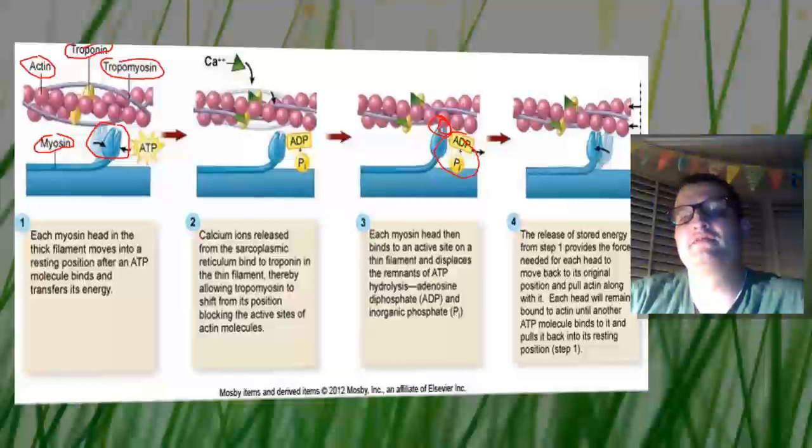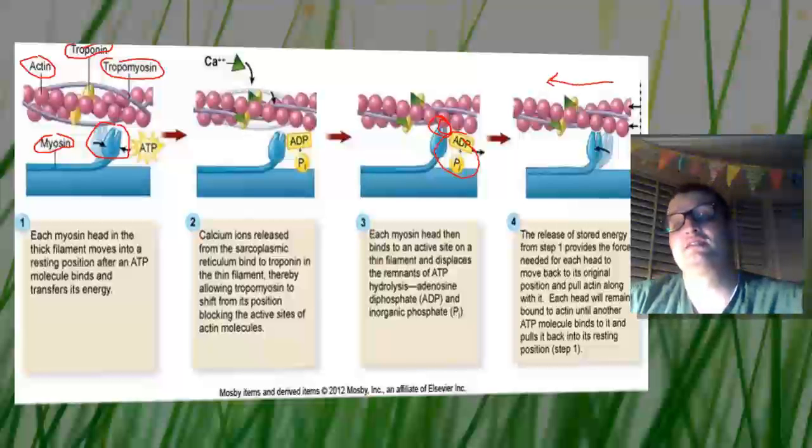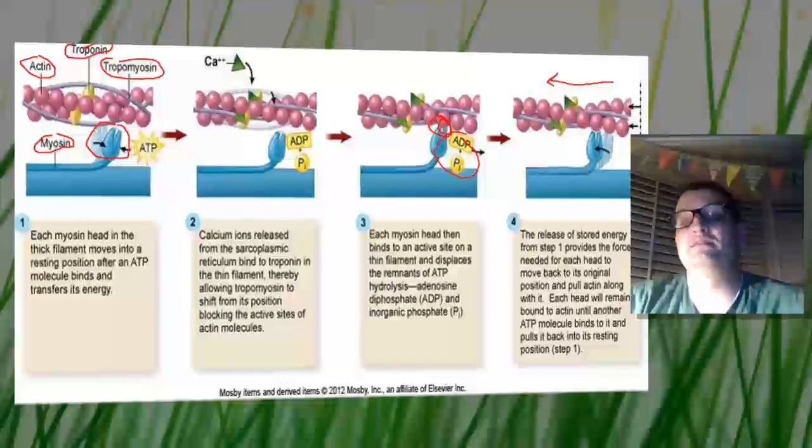The release of the ADP from the myosin head allows the myosin arm to contract, and that pulls the actin this direction. And then once the ATP comes and binds to this head, it allows it then to go back here and go into the resting position, and the entire process starts again.